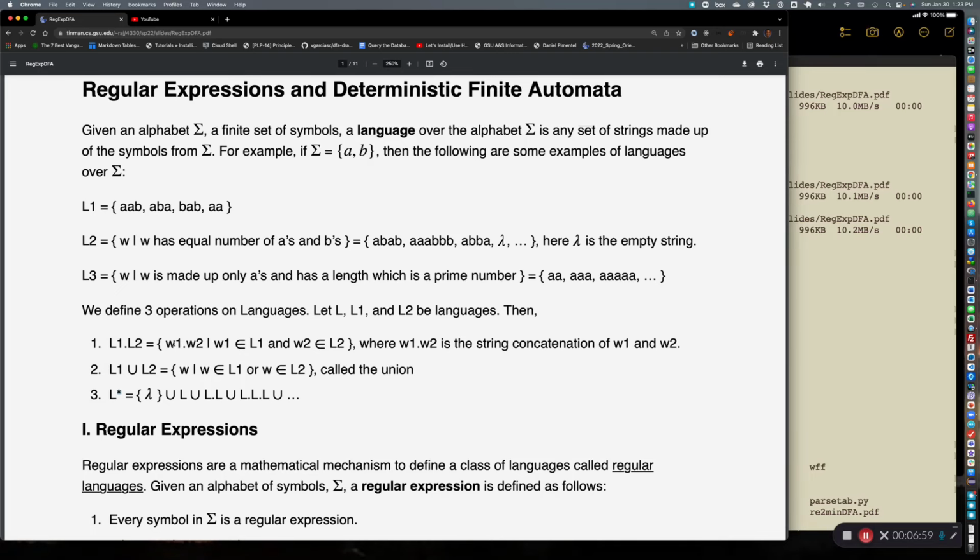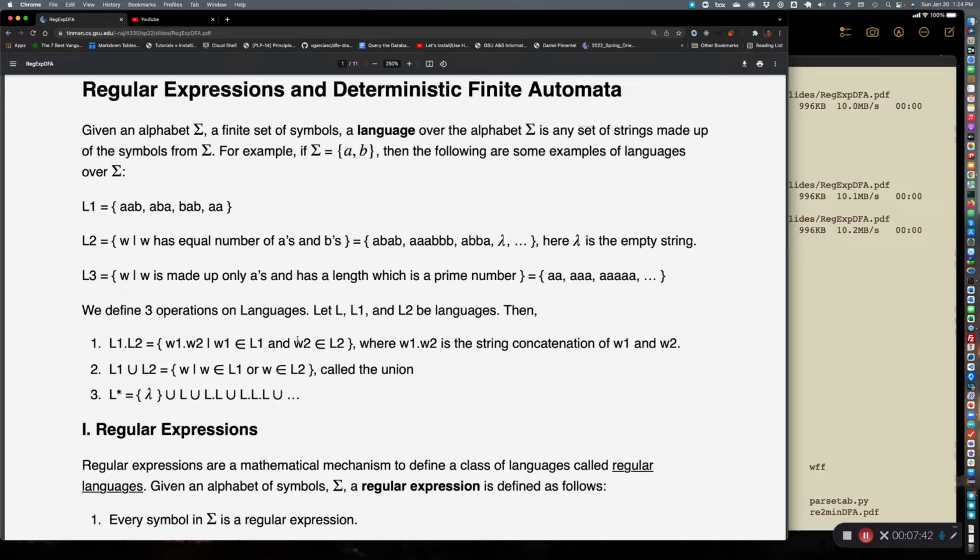But what are W1 and W2? W1 must come from L1 and W2 must come from L2. If you pick a word from L1 and a word from L2 and put them next to each other and make a bigger string, then that string belongs in the L1 product L2. Now this must be done for all possible values of W1 and W2. Of course, if L1 and L2 both are finite, then L1 dot L2 is also finite. But if even one of them is infinite, the product will be infinite. So that's called the concatenation of 2 languages.